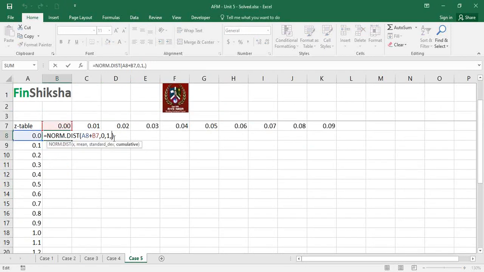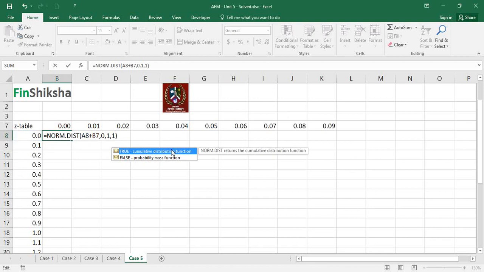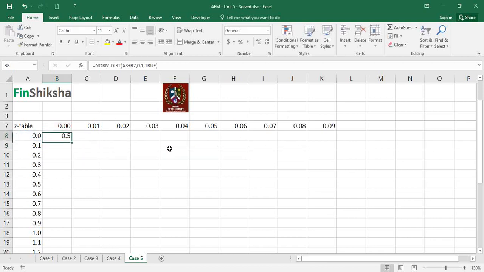Yeah, so I think we made a small error here. This cumulative should be true. We did not select true. We select true, press enter, the value is 50%, right? That's what we get. Now when I drag it on the right side, this will not give a correct value.